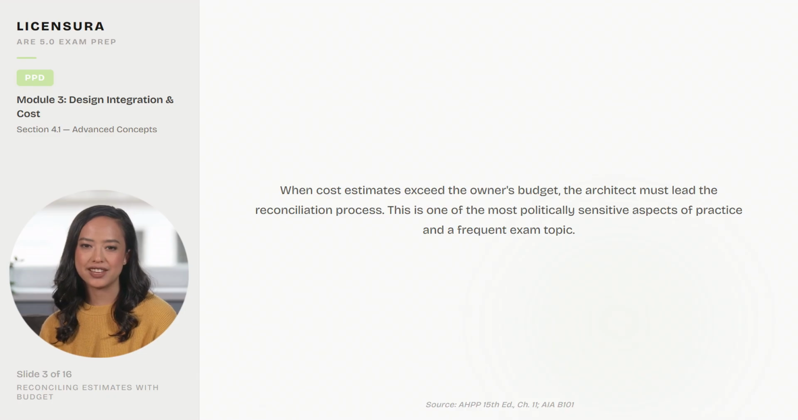When cost estimates exceed the owner's budget, the architect must lead the reconciliation process. This is one of the most politically sensitive aspects of practice and a frequent exam topic.